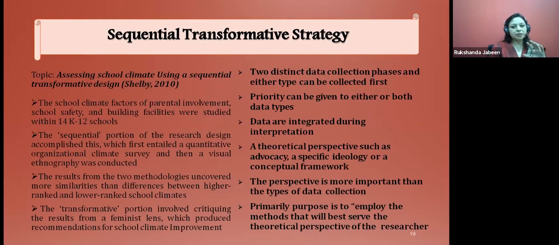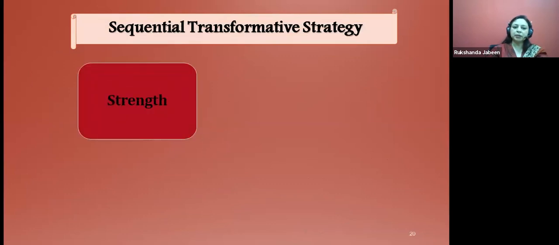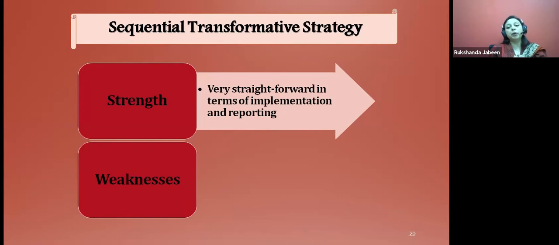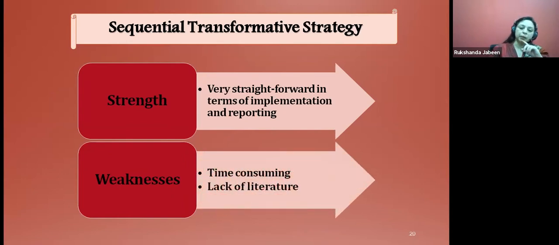So the theoretical perspectives, such as advocacy, the researcher wanted to find out how to improve. Maybe he's looking at the climate of the school, or maybe he's got some information that it needs to be improved. So voice the concerns of others and address those issues. He adopted the transformative strategy, and this is how he came to the conclusion. So the primary focus was to employ the method that best serves the perspective. It's not that you see the research question, but here it is the researcher's own theoretical perspective or the philosophical beginnings. Then you move to the strengths and weaknesses. Again, it's straightforward in terms of implementation and reporting, but it has weaknesses.